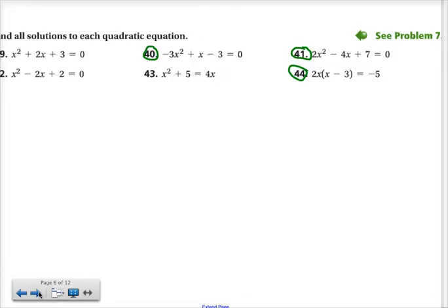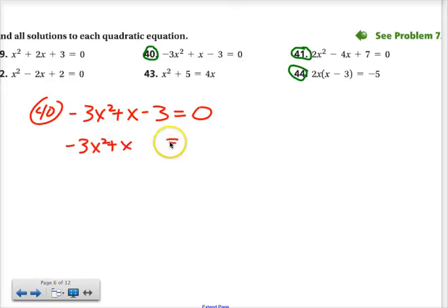On the next page we are supposed to find the solutions. So 40 is negative 3x squared plus x minus 3 equals 0. And if I'm going to find the solutions of that, and it's not going to be done by factoring, what I need to do is complete the square. So negative 3x squared plus x equals 3.